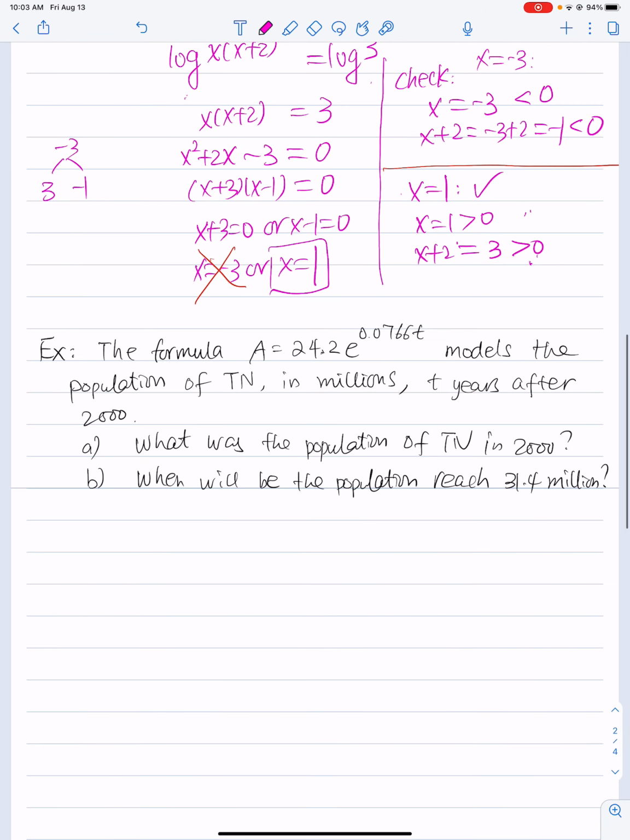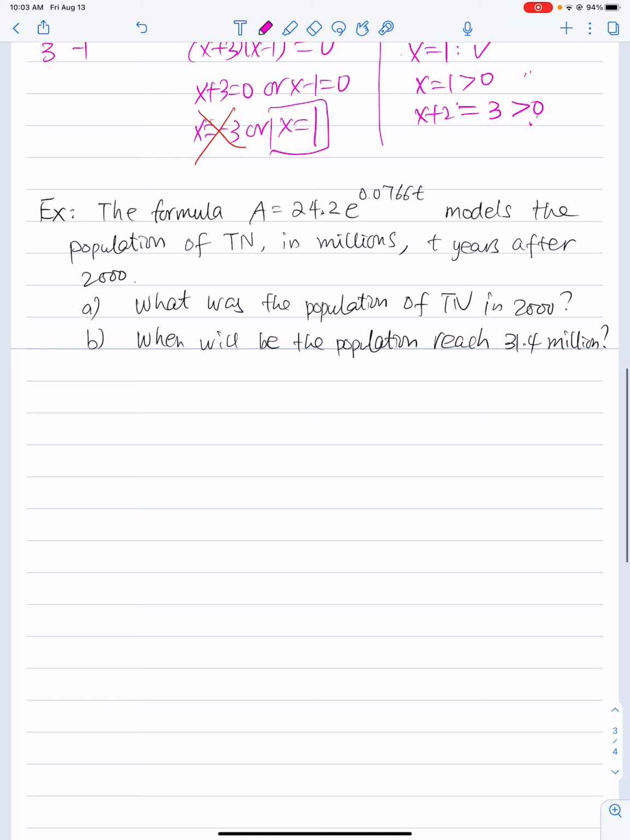Okay, so then we wanted to work on one question, the application question. The formula A equals this models the population of Tennessee in millions, t years after 2000. So what will be the population in 2000? T is the number of years after 2000. So at 2000, what happens? What does this mean?